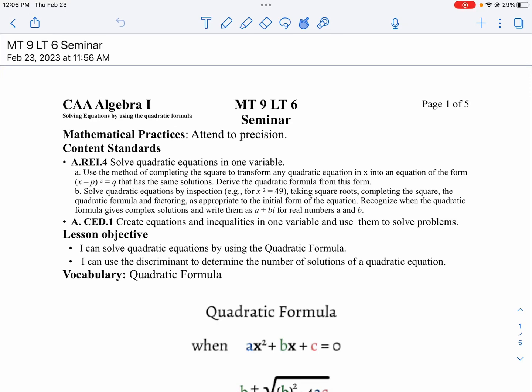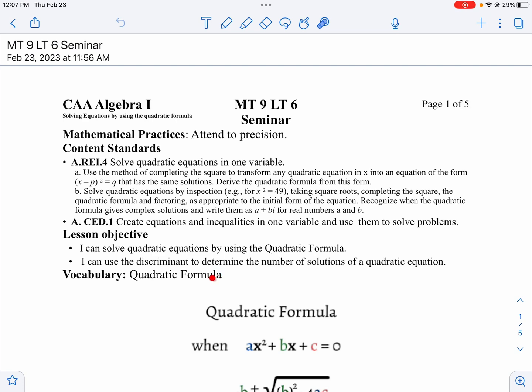Hello, in this seminar, we are going to solve equations by using the quadratic formula. It's a new formula we can use, and it doesn't matter if our equation can be factored or not. We're going to solve it anyway. We're also going to use something called the discriminant to find how many solutions the quadratic equation has. You're really going to have to concentrate, attending to precision on this one, because there's a lot of detailed work when you use the quadratic formula.